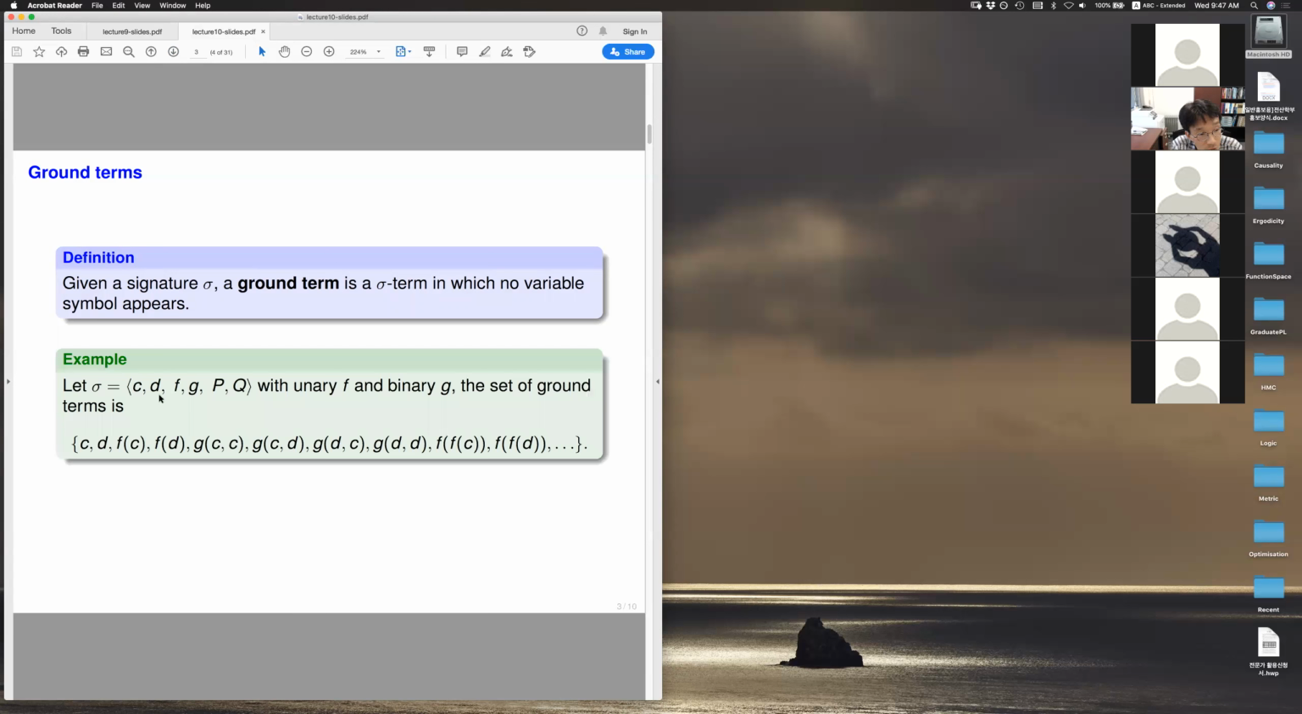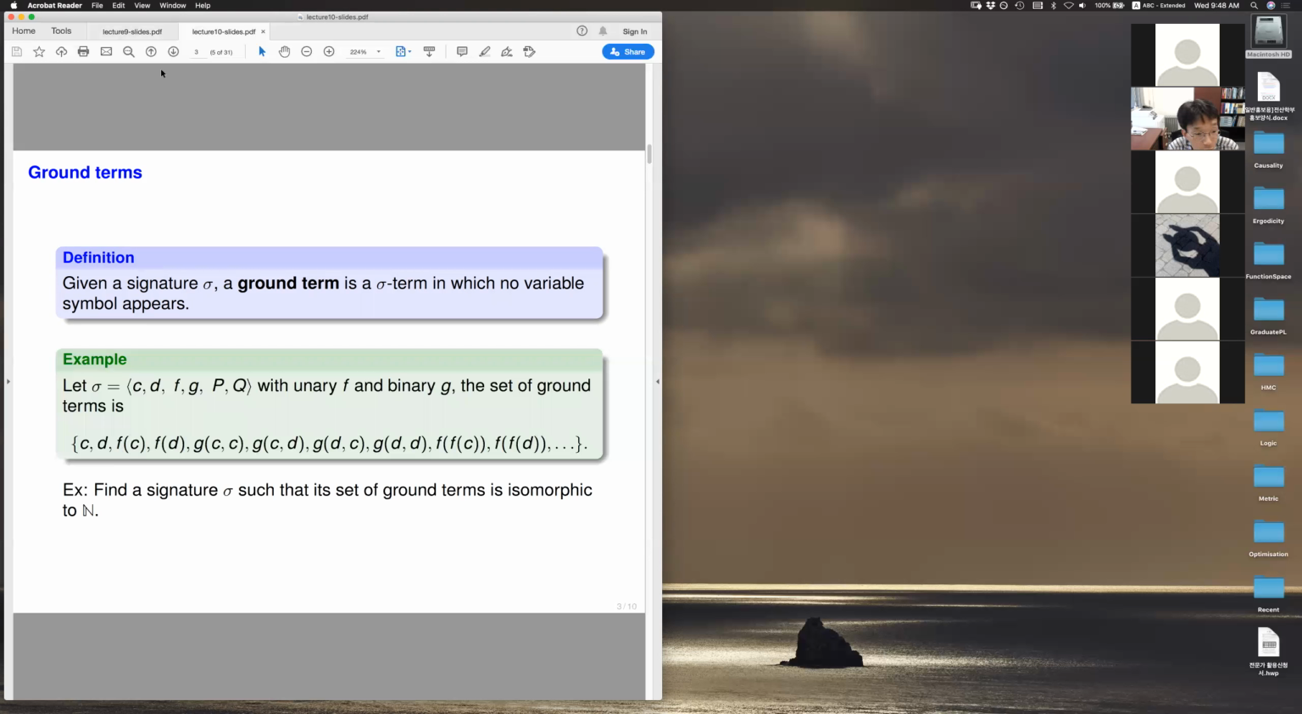So for instance, if we have a signature which contains two constants C and D, a unary function symbol F, a binary function symbol G, and predicate symbols P and Q, the ground terms are all the terms that you can construct without using any variable according to this signature. So it can be C and D, F of C, F of D, and so on. So there are infinitely many. As soon as you have a function symbol, there are infinitely many ground terms. They are always countable, but there are infinitely many.